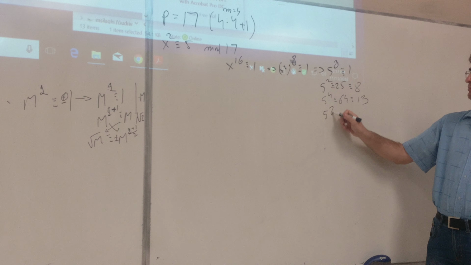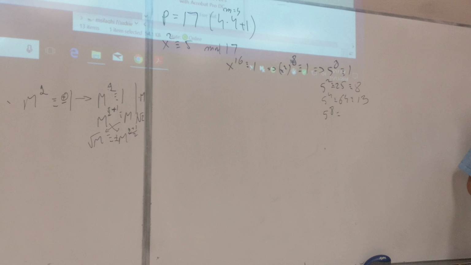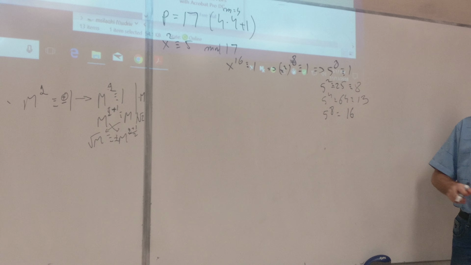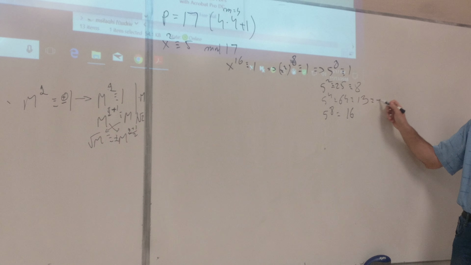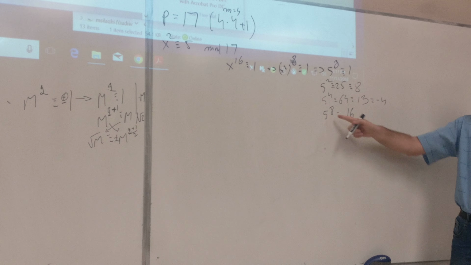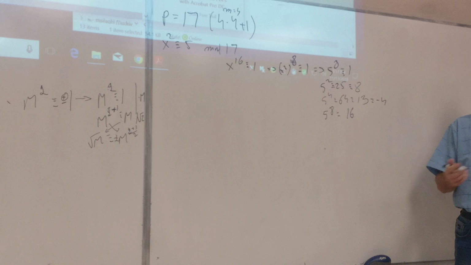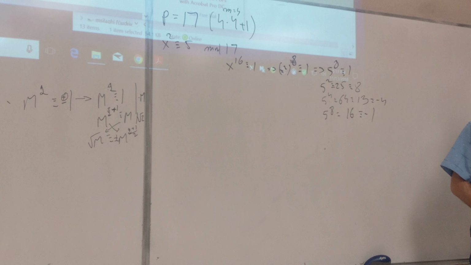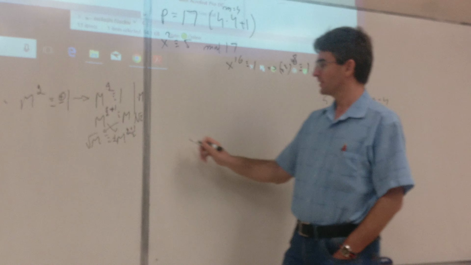And 5 to the power 8 will be 13 squared. 13 is minus 4, so minus 4 squared is 16. So 13 is minus 4, right? 17 minus 4. So to the power 8, it's minus 4 squared, it's 16, which is also minus 1. We don't have a square root of 5 either. Probabilistically, half of the numbers have a square root. So, you know, we're just unlucky.